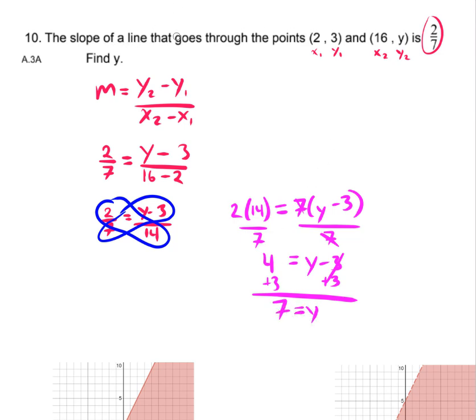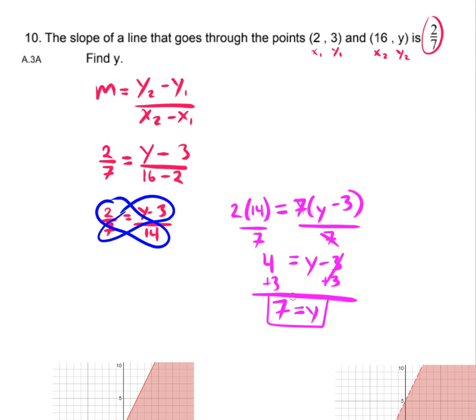Because it says the slope of the line that goes through the points (2, 3) and (16, y) is 2 sevenths, right? So I put that in for the slope. Then I set up my equation for slope, y2 minus y1. y2 in this case is just y, right? And then they wanted me to find the y, so they wanted me to solve for this missing y here. And I get y is equal to 7.